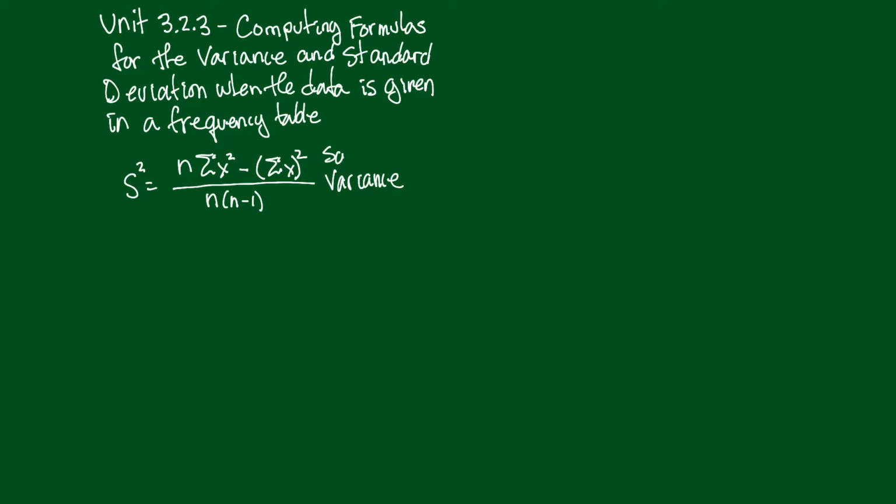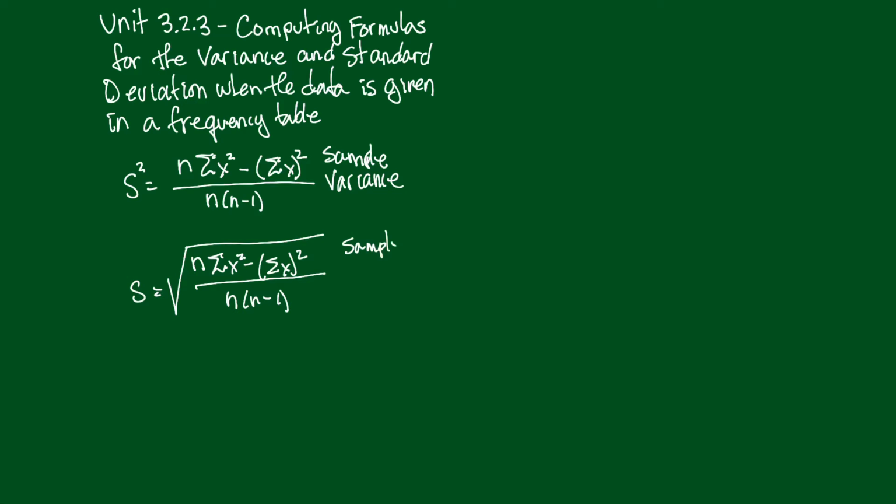In fact, it was the sample variance. Then we just took the square root of all of that, and we got the sample standard deviation. So it's the square root of the n times the summation of the x squareds, minus the sum of the x's squared, and then divide by n times n minus 1. And this was the sample standard deviation.